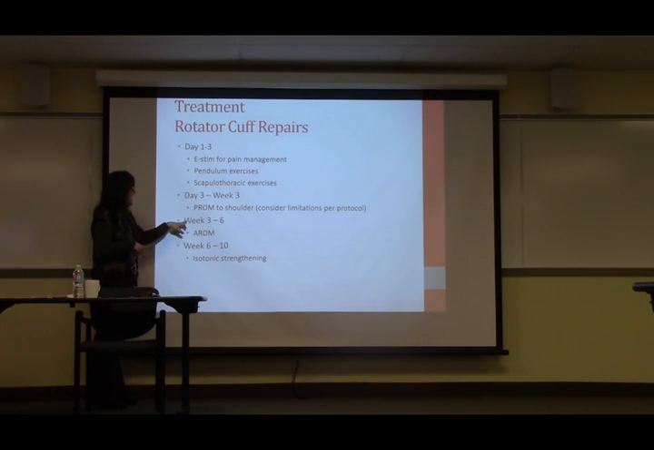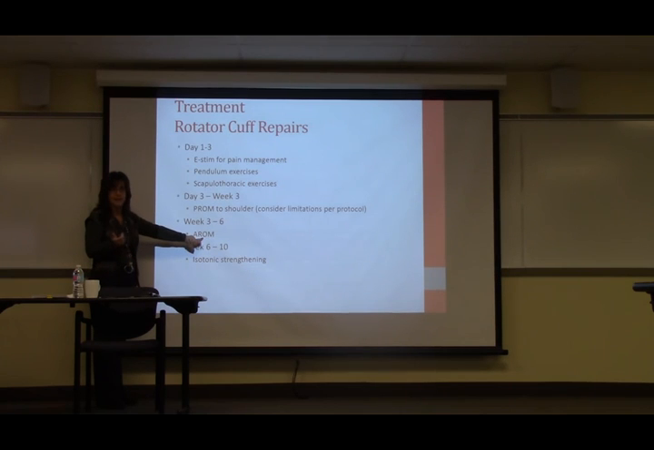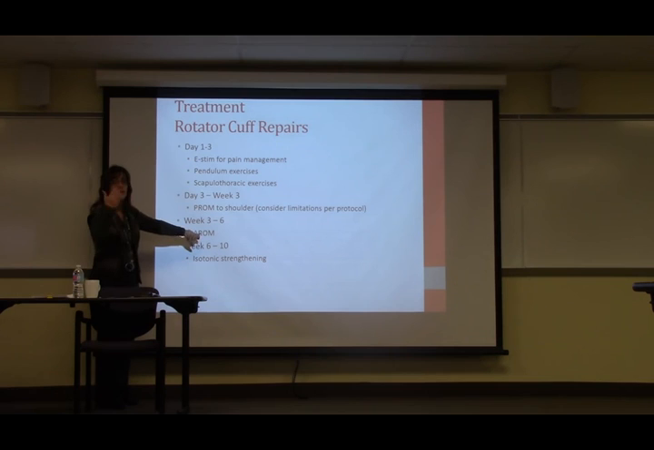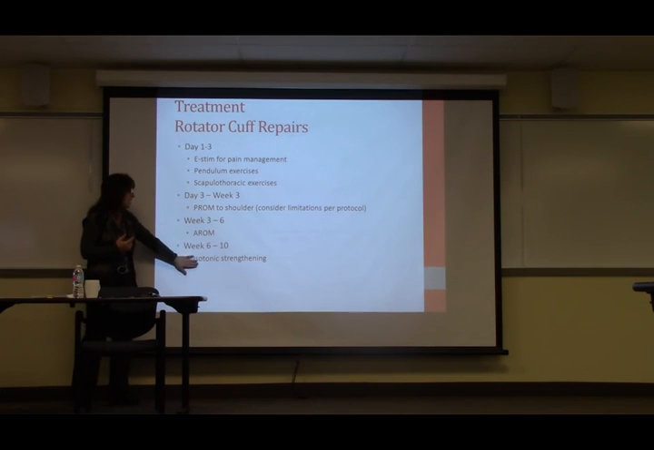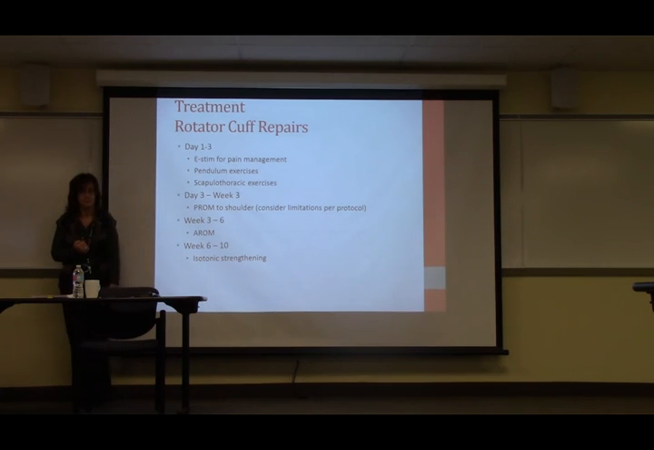And then at week 3, we start active range of motion. Does that make sense to what we've learned about tendon healing? Right? Day 21, the tendon gets stronger. Week 3, we start active range of motion. And then week 6 to 10, we start doing strengthening.